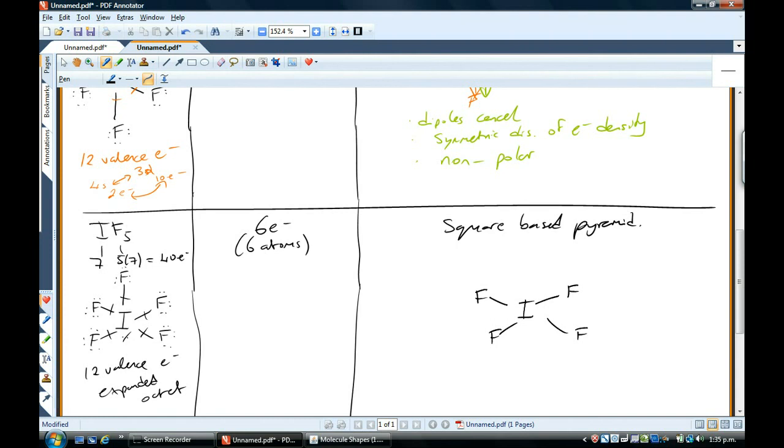And if I just draw that out again to illustrate that shape and the polarity of the molecule, the square base is set up, as I say, by these 4 fluorines at the bottom, and then the apex of the pyramid is set up by that fluorine at the top. And that's a square-based pyramid.